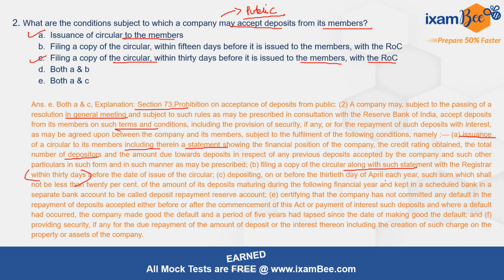Depositing on or before the 30th day of April each year, that sum is not to be less than 20% of the amount of deposits which will be maturing during the financial year, and that has to be kept in a separate bank account, that will be deposit repayment reserve account. Then certifying that the company has not committed any default with respect to repayment of deposit, etc. Then the provision with respect to providing of security, if any, for the due repayment of the amount of deposit or interest, including creation of charges on the property or assets of the company.